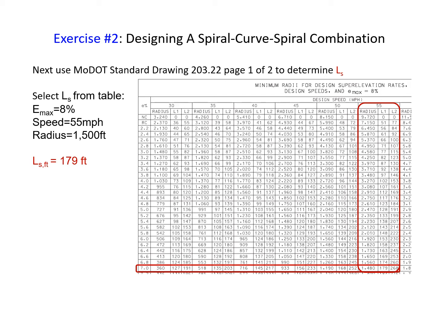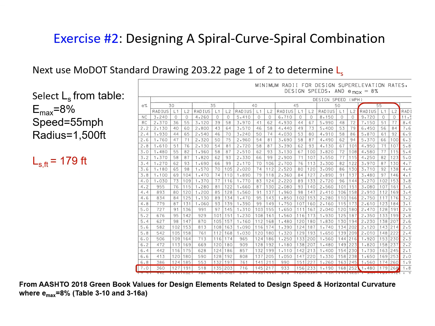Now if you go look in the AASHTO Green Book 2018, you'll notice that the values in the Green Book match the MoDOT standard plans, which in the Green Book comes out to be 179 as well. So we're going to utilize the 179 feet for our spiral lengths.